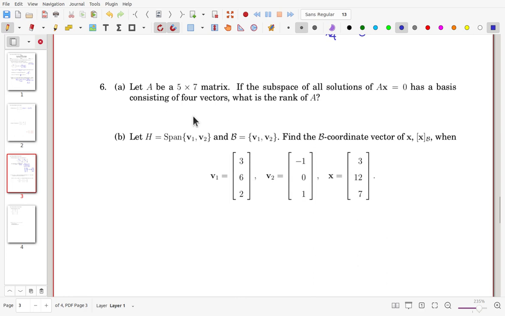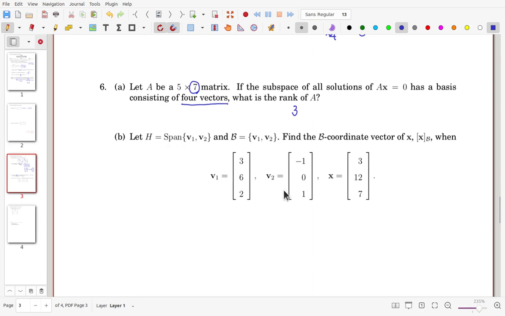Number 6. Let A be a 5 by 7 matrix. If the subspace of all solutions of AX equals 0 has a basis consisting of 4 vectors, that means the nullity is 4. What is the rank of A? The rank theorem says that rank plus nullity must be the same as n, the number of columns, so immediately you can say that the rank is 3.